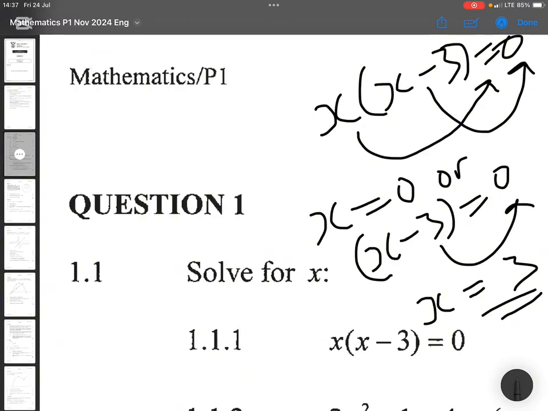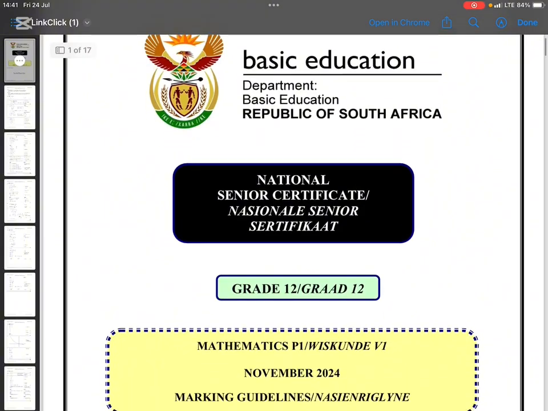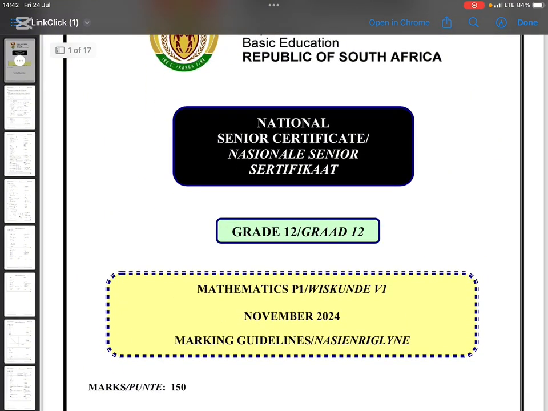So now, solve for x. Your x is either 0 or 3. Let's check the memorandum to see the correct answer to this. Very simple, right? I also have the memorandum downloaded. I downloaded it on the internet, a free source. You might want to use the internet, Google or AI to find it, or if you request the link, I will give it to you.